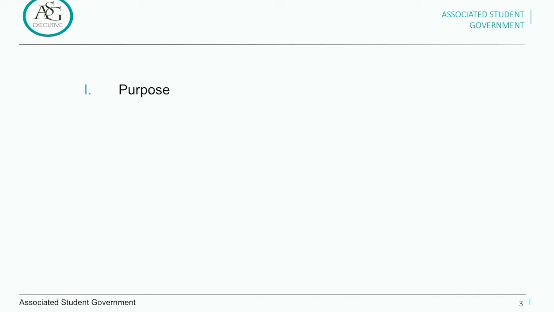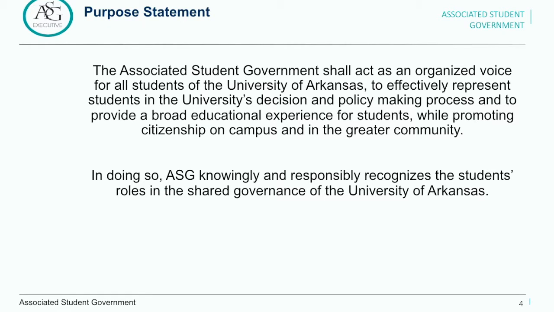So first, the purpose of ASG. The Associated Student Government acts as an organized voice for all students of the University of Arkansas and represents students in the university's decision and policy-making process to provide a broad educational experience for students while promoting citizenship on campus and in the greater community. So in essence, if you have any comments, concerns, or questions about anything at the U of A, please feel free to reach out to ASG. We have a comment box on the website, or you can come up to the office and speak to one of the exec members, and we would be happy to help in whatever way we can.